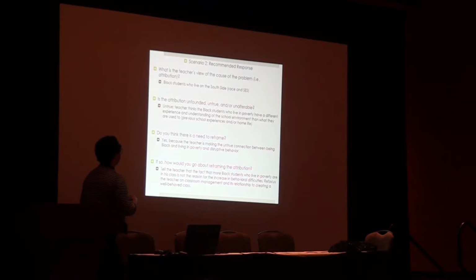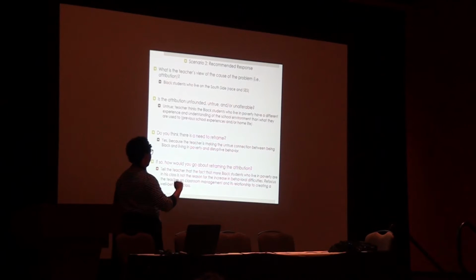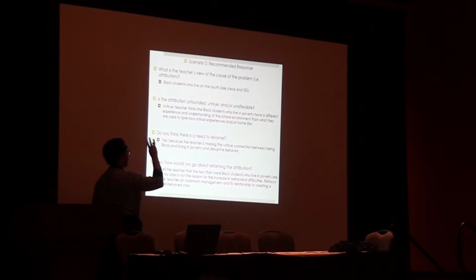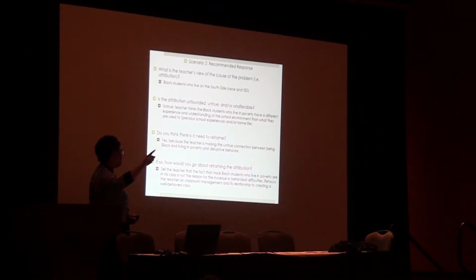So when we look at this breakdown, black students living on the south side, we got race and SES in there. It's not true, because there are other students living on the south side, and your geography does not mean that you cannot sit down in a classroom. Okay, and so we need to break that connection. You can tell the teacher that the fact that more black students who live in poverty are in his class is not the reason for the increase in behavioral difficulties, because that is not true. Then we can refocus the teacher on management and creating, and then you all added in there instruction, building relationships in order to address the needs of the class.